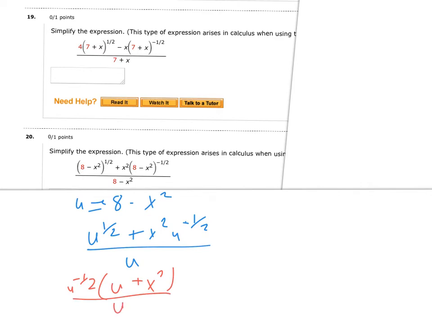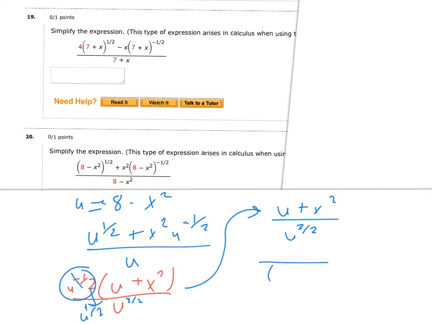Now since that negative exponent's factored out front, I can move it to the bottom and call it u to the positive 1/2. Since this one is u to the first power, I'm going to call that 2 over 2. And I can actually add those exponents together and call that u to the 3 over 2 power. And then I'm going to plug u back in. So I get, on the bottom, 8 minus x squared to the 3 over 2 power. And on top, I have 8 minus x squared plus x squared, which can just simplify to 8 over 8 minus x squared to the 3 over 2.